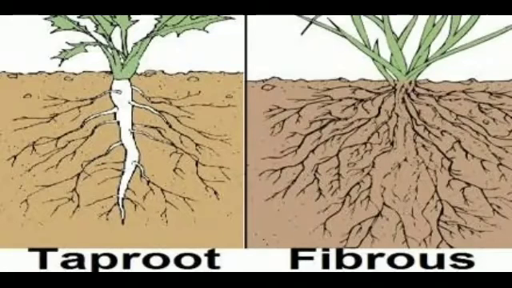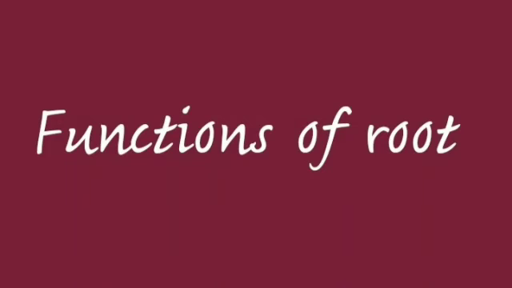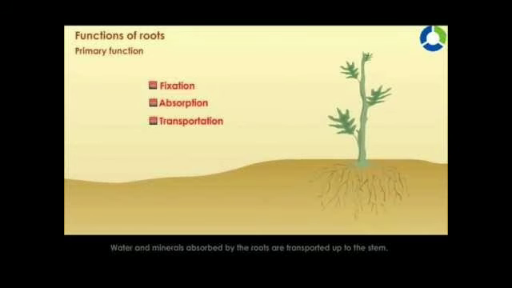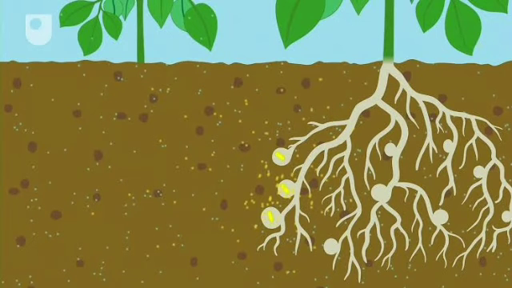Next is the function of root. Here, three main functions are given. The first one is fixation. As I said before, the root fixes the plant firmly to the soil. What does the root do? It fixes the plant firmly to the soil.